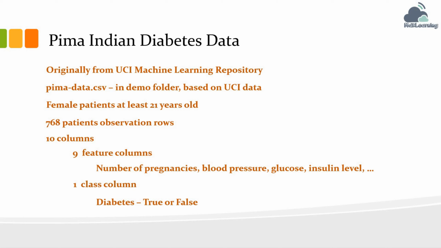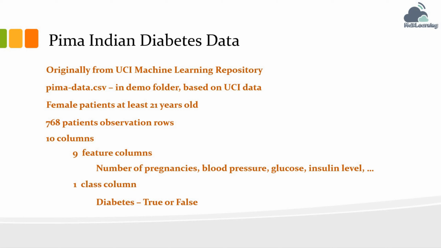pima-data.csv. The data in the CSV file is from female patients at least 21 years old. There are 768 patient observation rows, and each row contains 10 columns. 9 of these columns are feature columns, such as number of pregnancies, glucose concentration, and insulin levels. One column contains the class, diabetes, which has the value of either true or false. Using this data, we will be able to predict how likely it is that a person will develop diabetes.